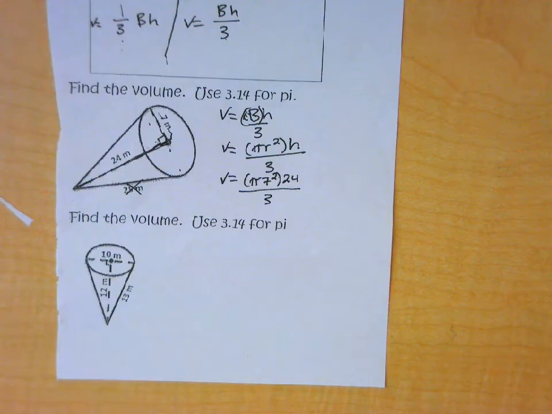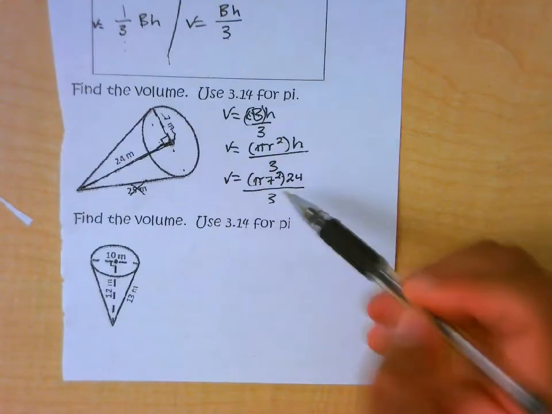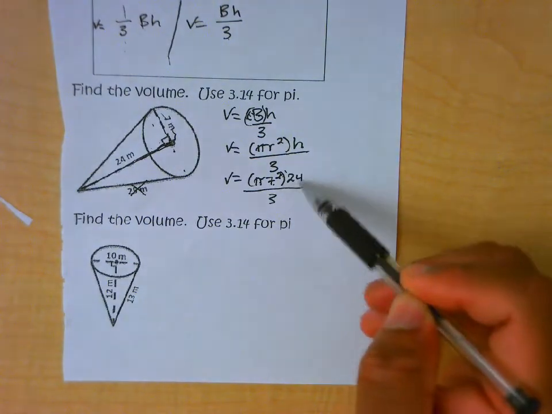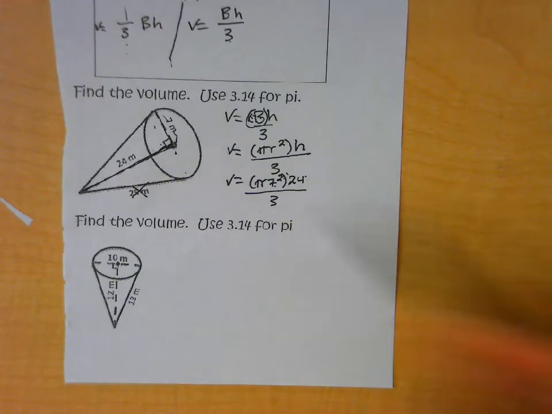So it's going to be pi 7 squared times 24, and then we divide the whole thing by 3. So in your calculator, you're going to do pi times 7 squared multiply by 24, and then divide the whole thing by 3.